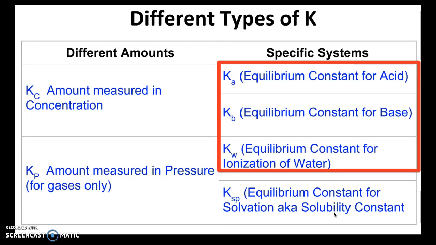Okay, so next we're going to move into Ka and Kb. Those are some other quantifiers, and I also included Kw, which is the equilibrium constant for the ionization of water. In fact, all of these are equilibrium constants.